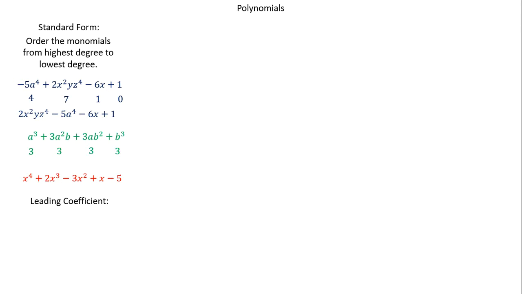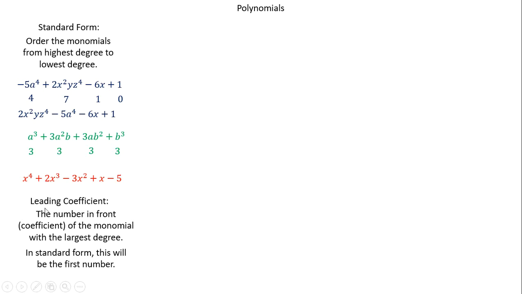The leading coefficient. That's another vocab word. What is the leading coefficient? The leading coefficient is the number in front of the highest degree monomial. And coefficient is the number in front. That's what they're called. They're called coefficients. So in this blue one, -5 is a coefficient, 2 is a coefficient, -6 is a coefficient, and 1 is a coefficient. The leading coefficient is the one in front of the largest degree, which would be 2 in this case. Once we put it in standard form, it's the very first thing, because the highest degree monomial will be in the front, and then it's the number in front of that, so it's the very, very first thing. So, in this one, it's the 2.